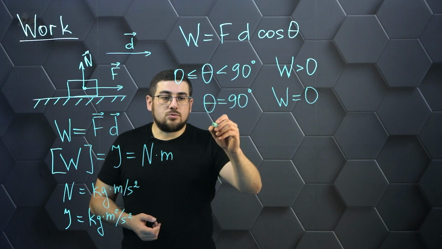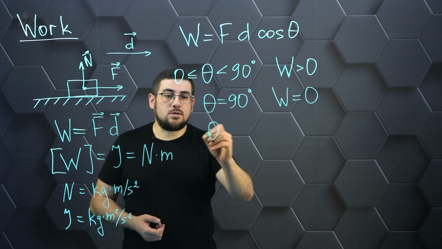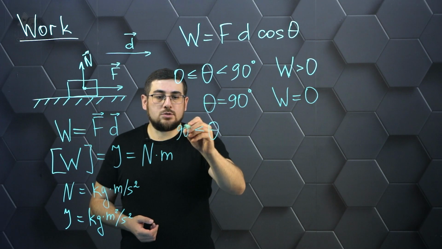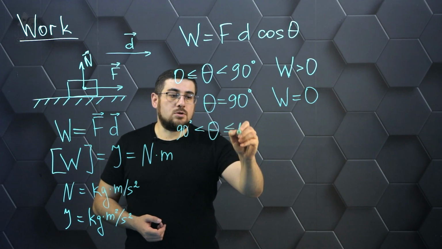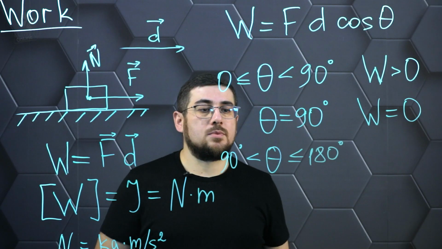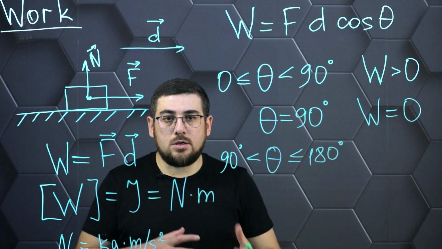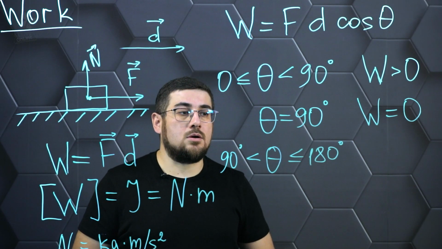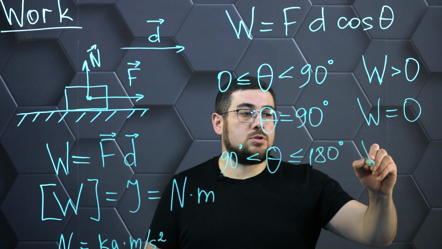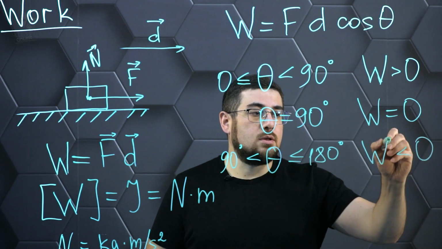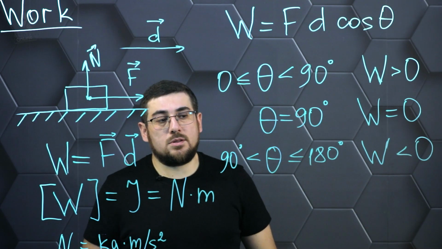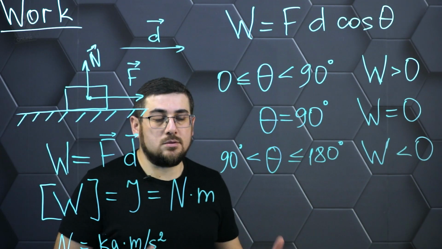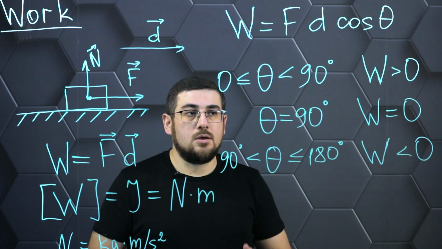And then the next case, if theta is greater than 90 degrees and less than or equal to 180 degrees. That is, the angle between the force and the displacement is obtuse, and then we understand with you that the work will have a negative value. This can also happen, so in your answers you should look at the sign that the work has in this calculation.